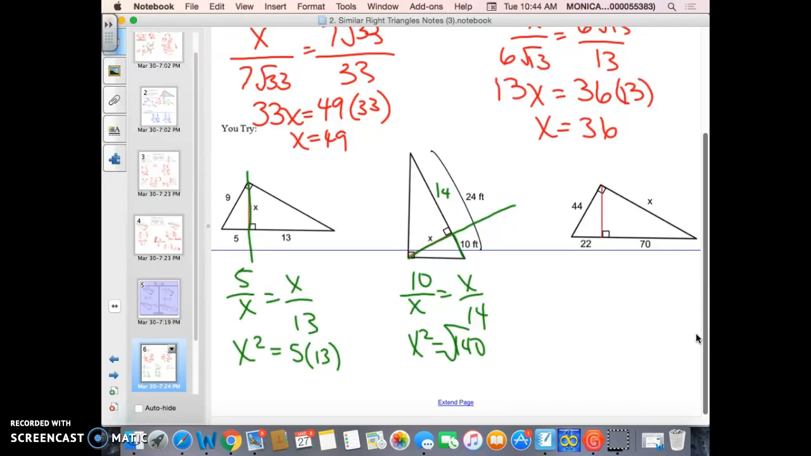Over here, I don't care about the altitude. What I care about is this side here. So I'm going to have to add to find the hypotenuse, which is 92. And I end up with 92 over x. And then x is now the hypotenuse in the smaller middle-sized triangle, x over 70. And again, cross multiply and divide.